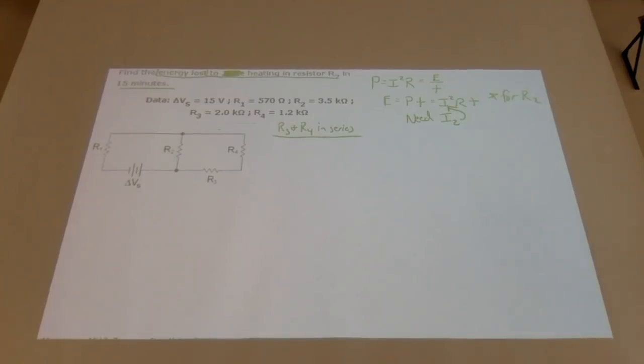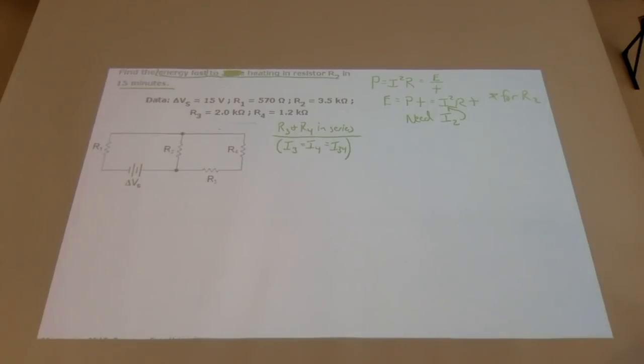To help ourselves out, I'm going to make a little note just underneath this. Remember that if they're in series, they have the same current passing through them. So whatever current is passing through resistor 3 is going to be the same as the current that's passing through resistor 4. And once I put them together, I'm going to call that the combination of 3 and 4. And that combination will have the same shared current as well. So I'm going to call that I34. R3 and R4 are in series, so they share the same current.